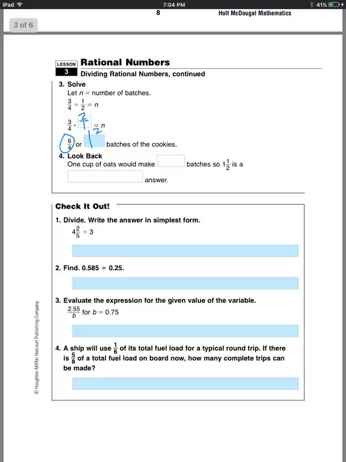We have 2 left over 4, which is actually, if you simplified it, 1 1/2 batches of cookies. So 1 cup of oats would make 2 batches of cookies. So 1 1/2 is a reasonable answer.